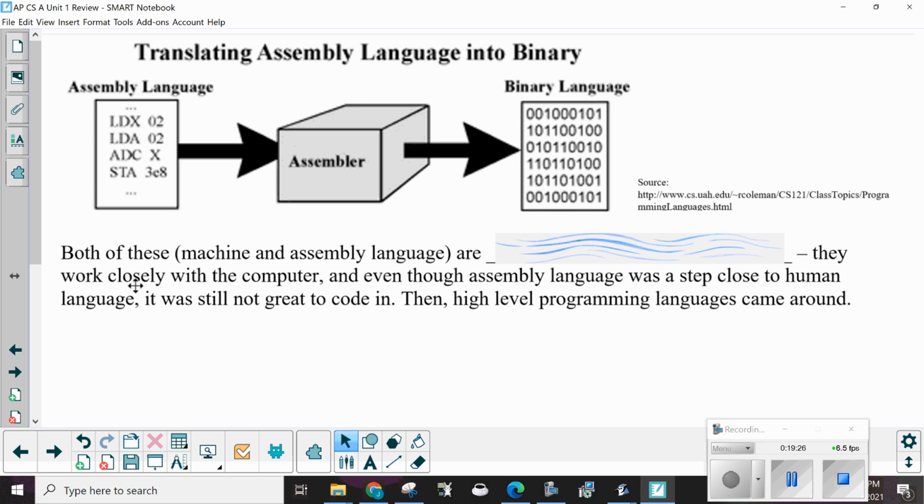Now, both of these, machine and assembly language, are what we call low-level programming languages. They work closely with the computer, and even though assembly language was a step closer to human language, it is still not great to code in. You literally, over here, are storing things or setting a bit or storing something in a particular register. What we really were excited about in programming was when we got high-level programming languages.